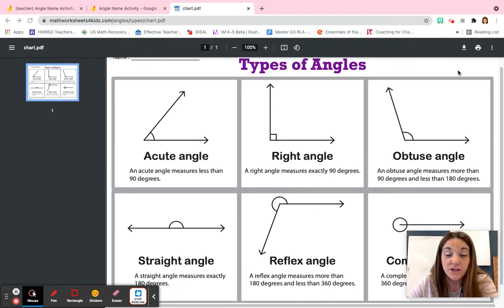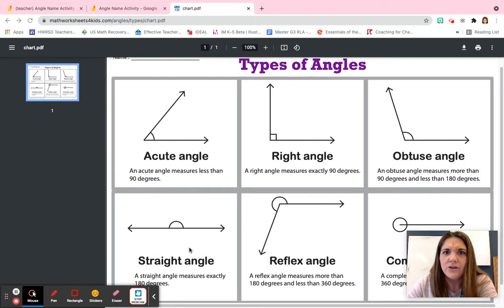So first things first, I just wanted to do a quick recap of types of angles. We worked on this yesterday, so today's activity is just an extension of what we did yesterday. On the screen here, we have our four types of angles. Yes, there are two more, reflex and complementary, but we don't need to worry about those. I'm only looking at acute, right, obtuse, and straight. Those are the four angles that we're focused on today.